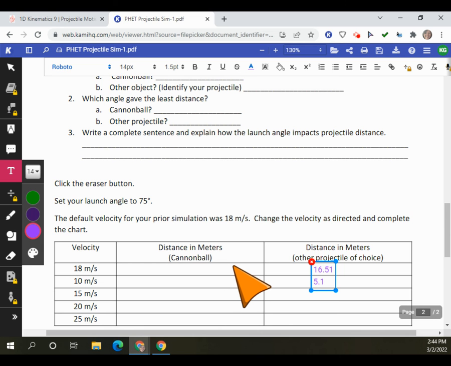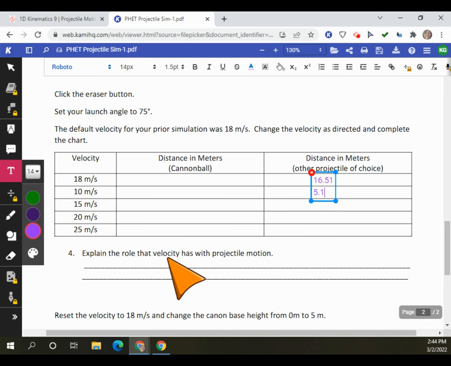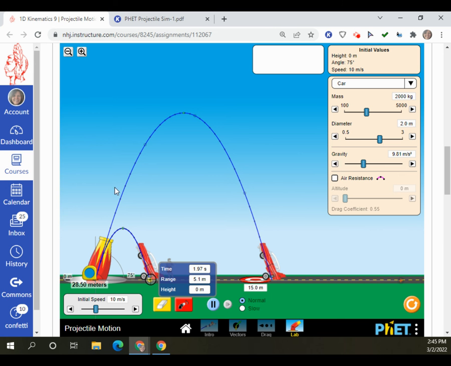So pause the video, finish these on your own, and then explain the role that velocity has with projectile motion. So what you're talking about is the height of the arc and the distance that the object goes. Because we have the same object. We have this car, the same thing, same mass, but obviously very different distances, very different heights of our arcs. And the only thing that we changed was the speed. So kind of discuss the way speed changes the travel pattern for your objects.